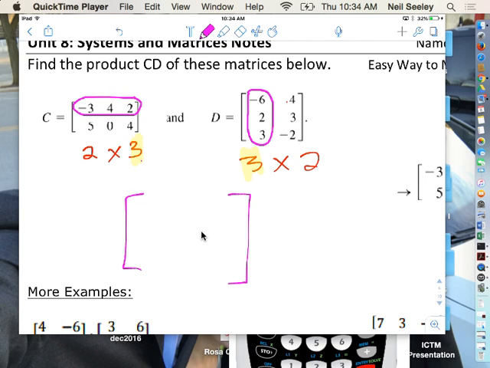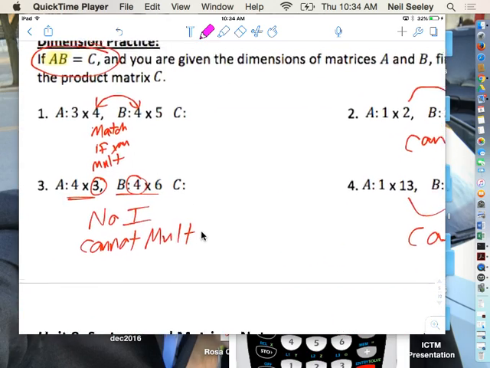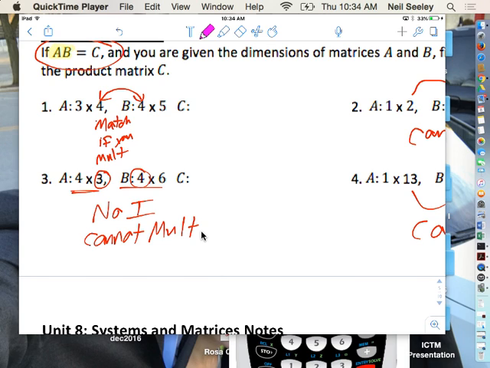When you're done, though, what you get is important. So going up here, remember I said you can do, so all of these you could do. The end result is you always get a matrix of size, if you can do it, of the outer two pieces. So in number 1, we're going to get a 3 by 5.